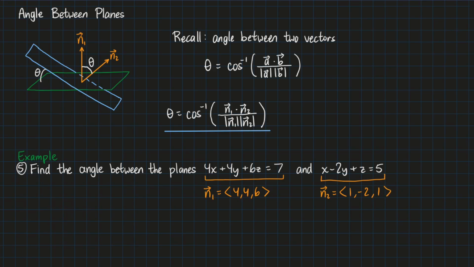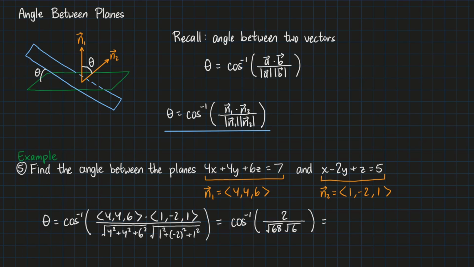So if we put these into the equation, we get the inverse cosine of n1 dot n2 divided by the magnitude of n1 times the magnitude of n2. So the angle between these two planes equals 84.32 degrees or 1.47 radians.